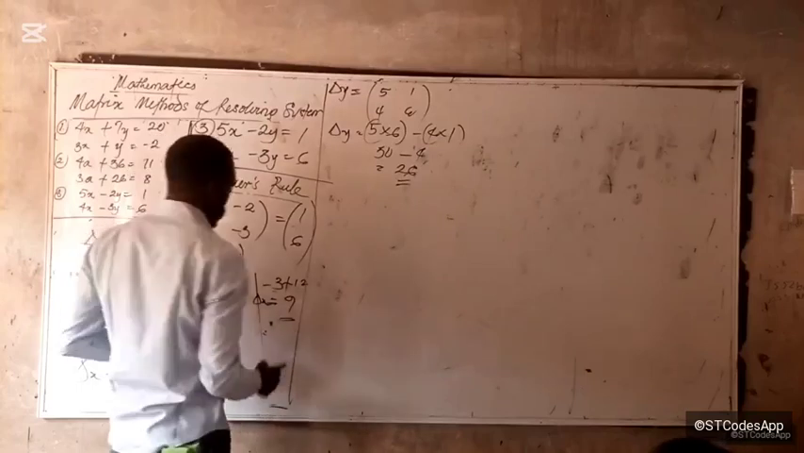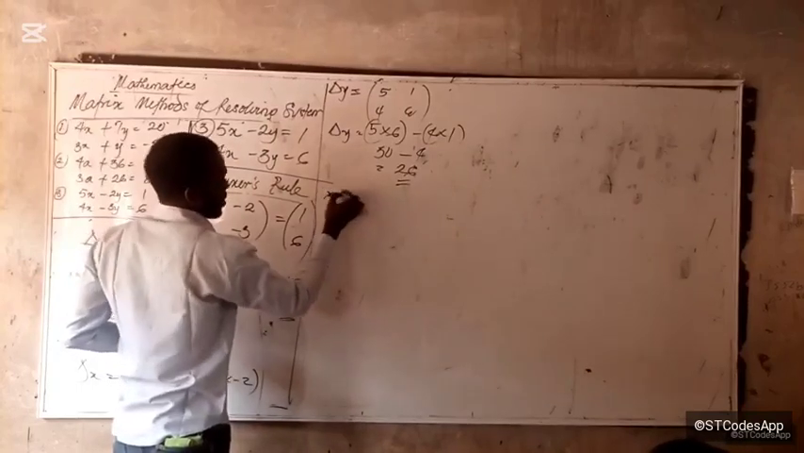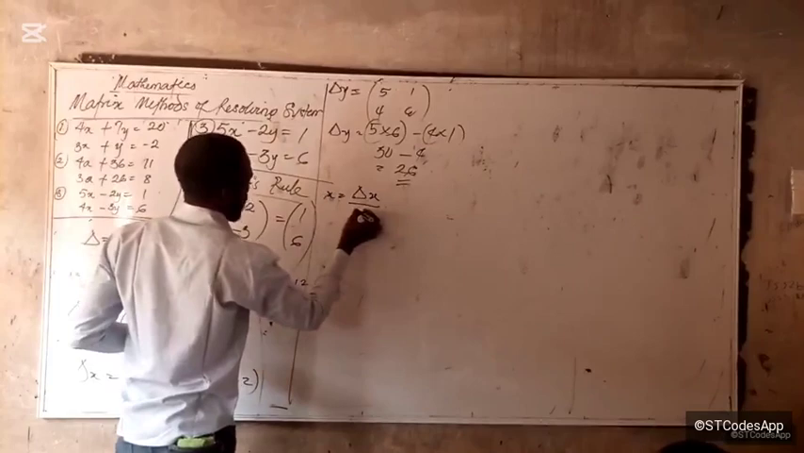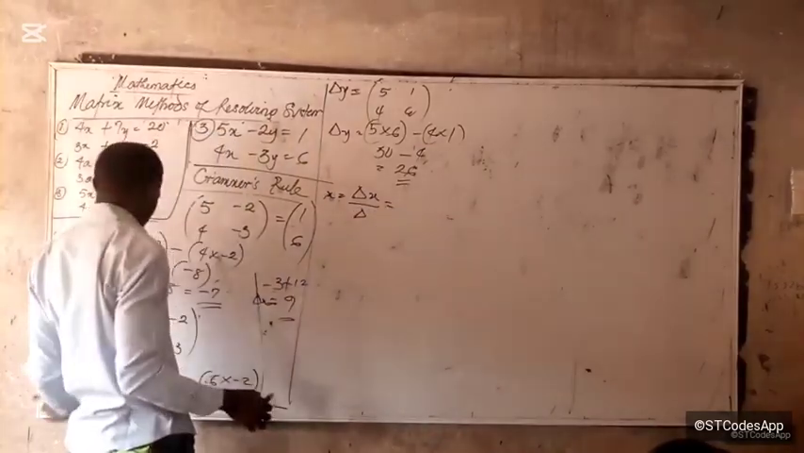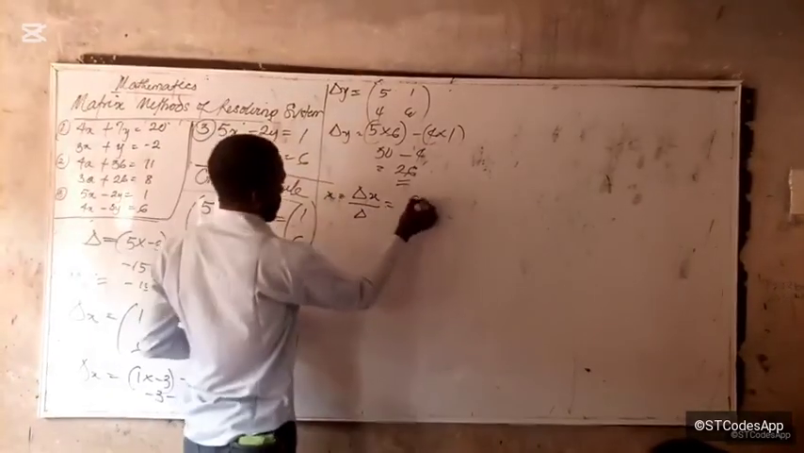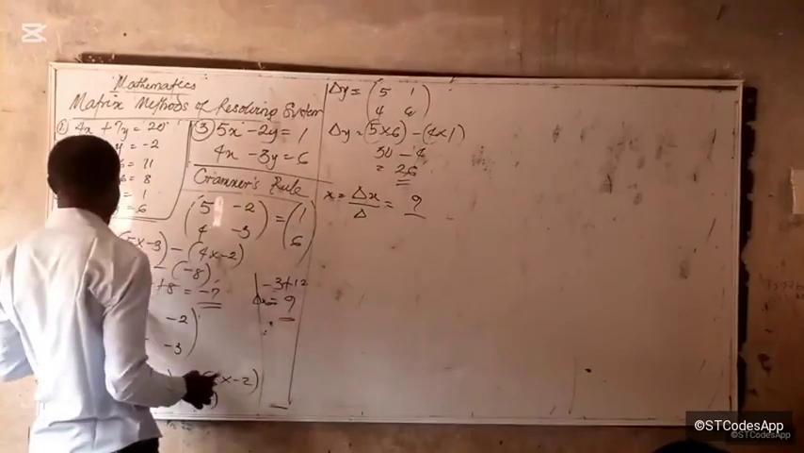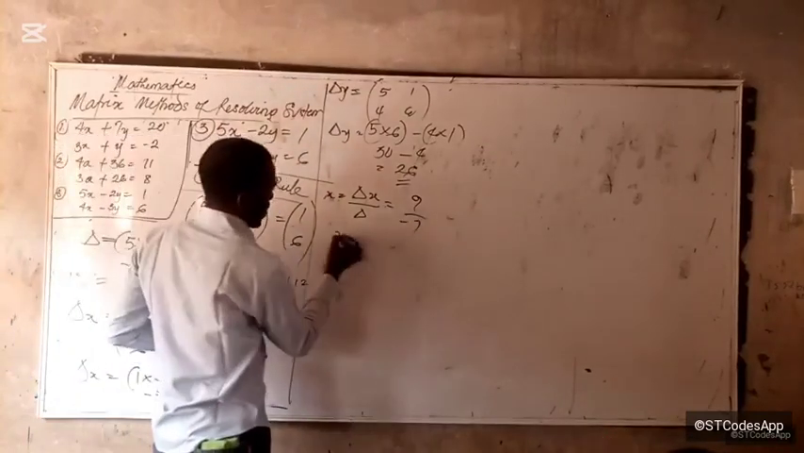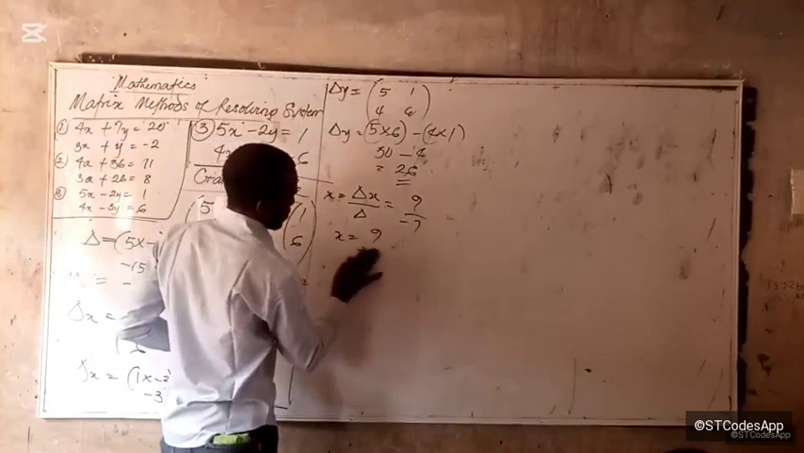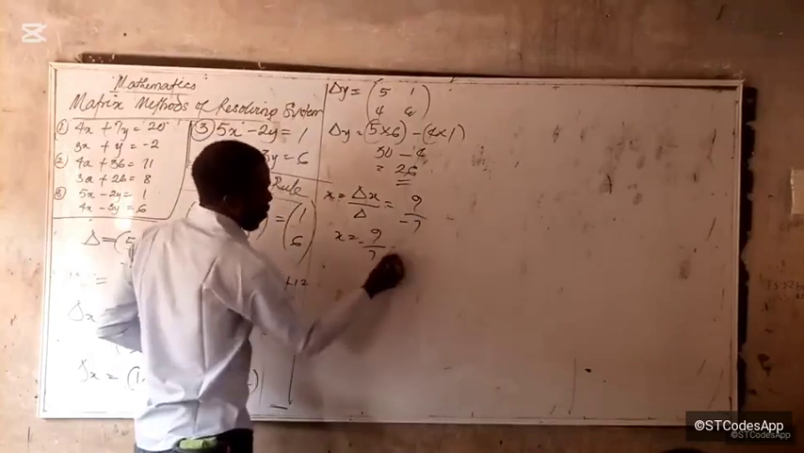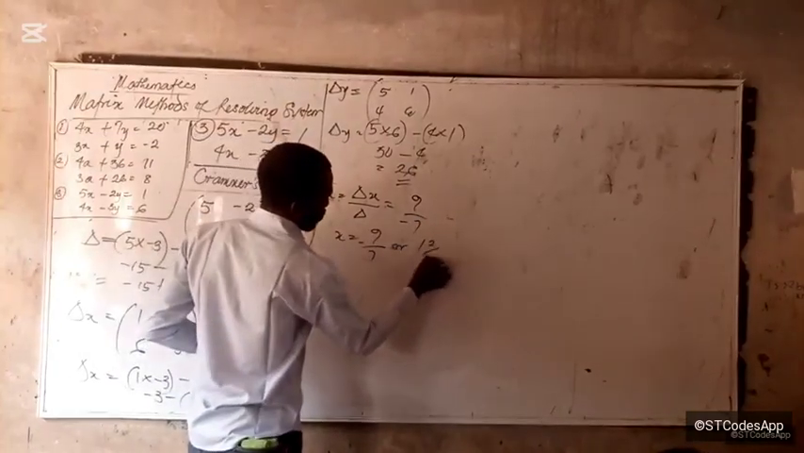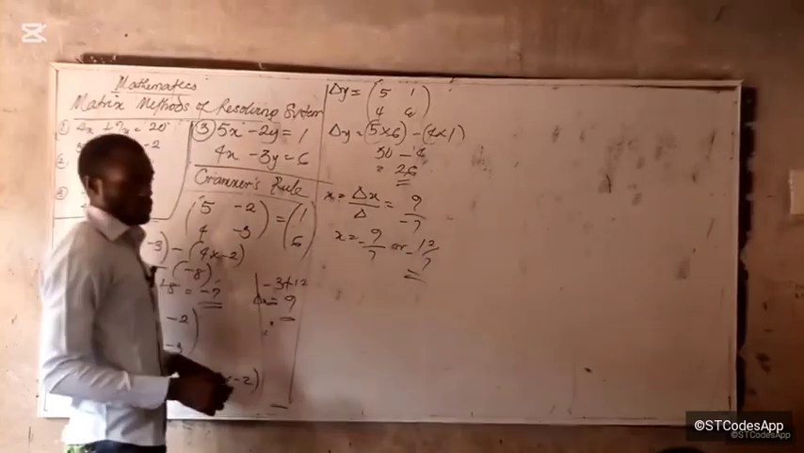Good. So to now find x, x will therefore be delta x over delta. So delta x is what? We got it to be 9, and delta was what? Minus 7. So x equals to what? 9 over minus 7, or minus 9 over 7, or you say minus 1 and 2 over 7. Is that okay?